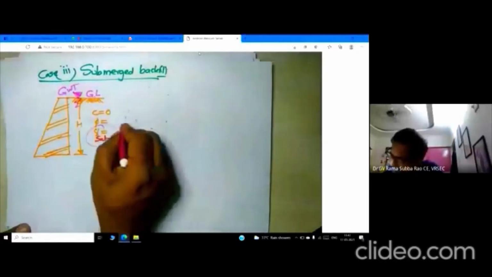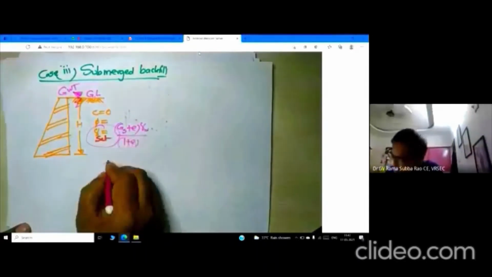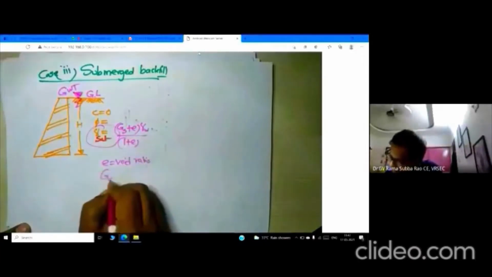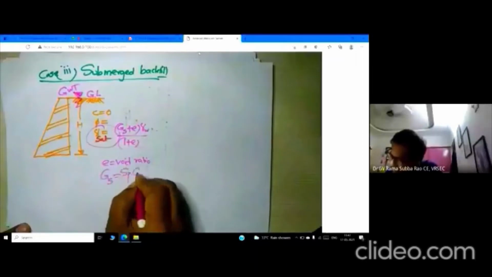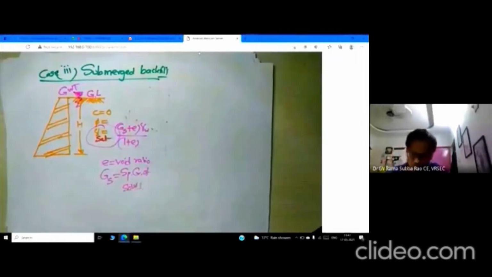Someone can ask me, sir, tell me any formula: (G plus e) into gamma w by (1 plus e). e is the void ratio, G s is the specific gravity of solids. Now, actually, we need to calculate. Firstly, we will discuss active earth pressure.